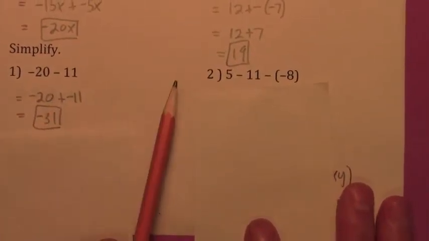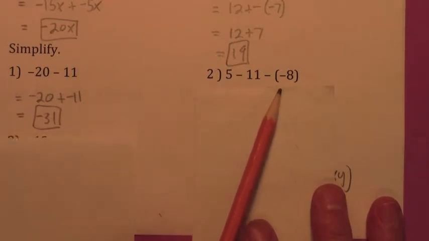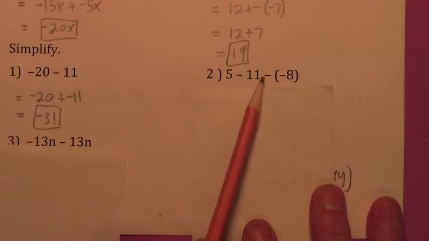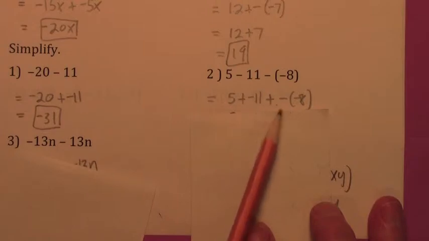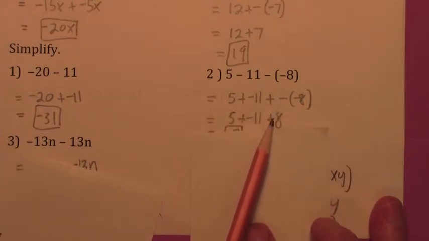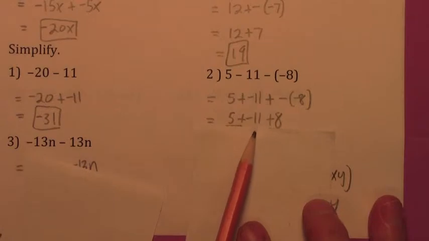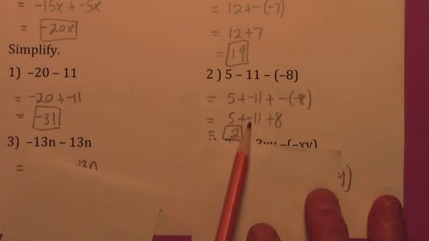This one is 5 minus 11 minus negative 8. So that's a minus sign, and that's a minus sign. So these two symbols become plus and negative. The negative 8 stays negative 8, right? Now let's get rid of the double negative, and we're down to here. So you have 5 plus negative 11 plus 8. I get, let's see, 13 plus negative 11 is 2. That's right, the answer is 2.